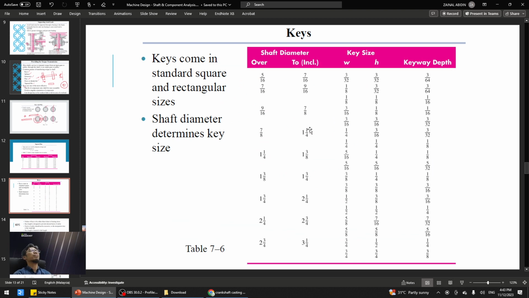Dan keys come in standard square and rectangular sizes. Dan dia ada size yang tersendiri. Selalunya size tu, sebenarnya key ni kita bukan buat dia, kita beli dia. You nak gunakan size key yang macam mana, panjang macam mana, dan kekuatan dia macam mana, the depth pula. Okay, ini kita beli lah. So that much more easier for safety regulation.